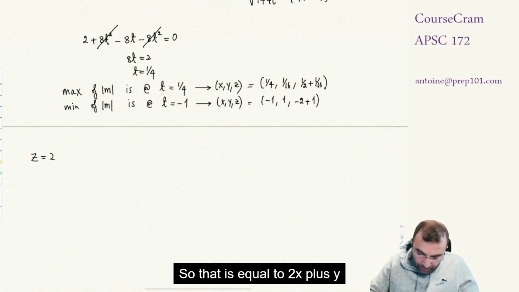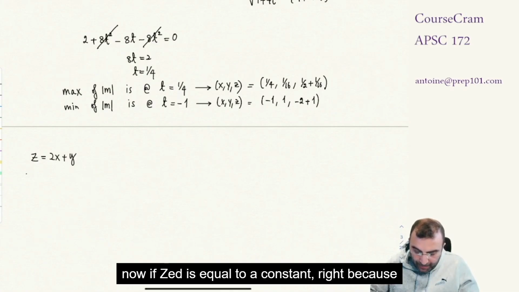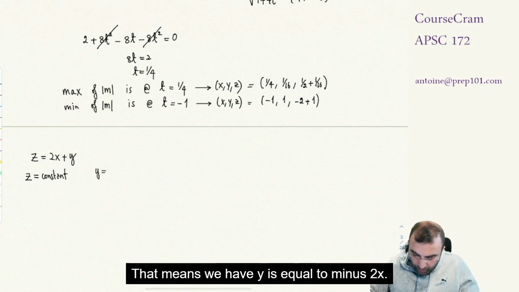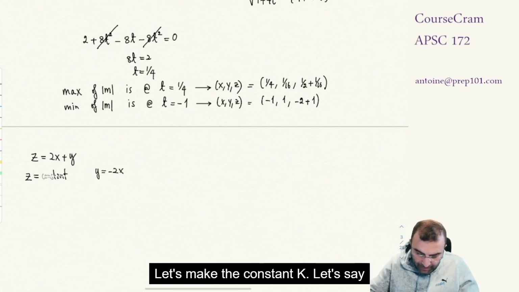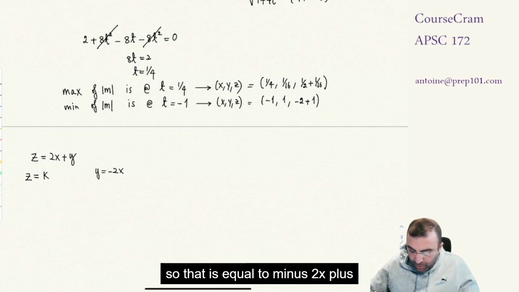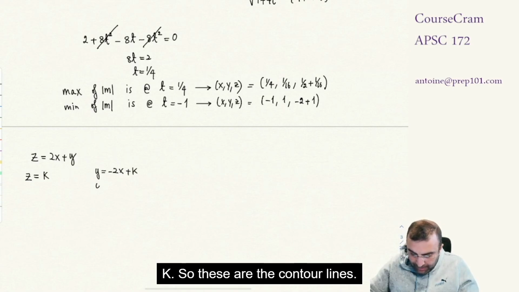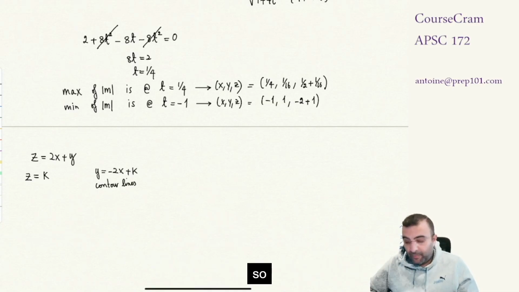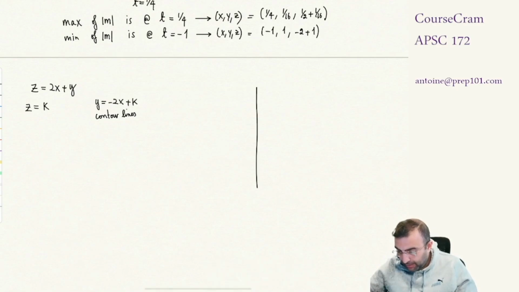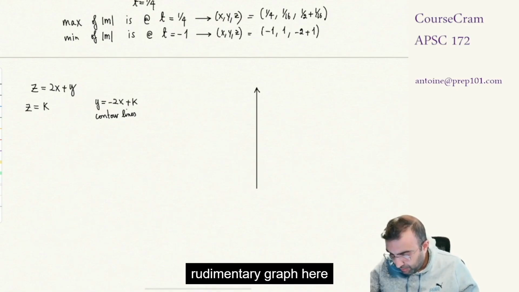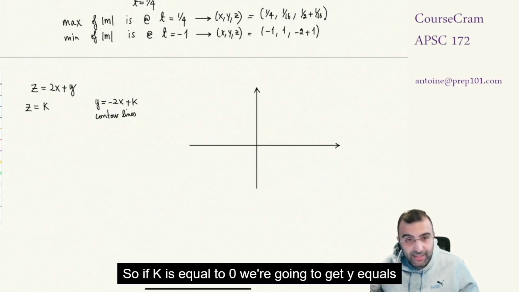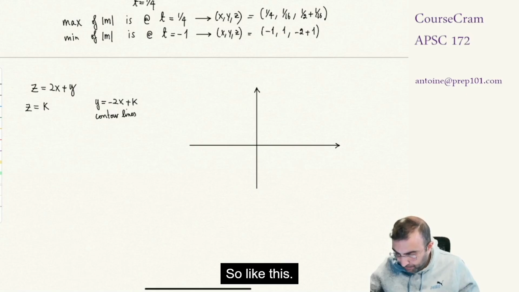So z is equal to 2x plus y. Now if z is equal to a constant, right, because we're going to get level curves, that means we have y is equal to minus 2x. Let's make the constant k, let's say. So y is equal to minus 2x plus k. So these are the contour lines. So let's do a kind of rudimentary graph here. If k is equal to 0, we're going to get y equals minus 2x. So like this.